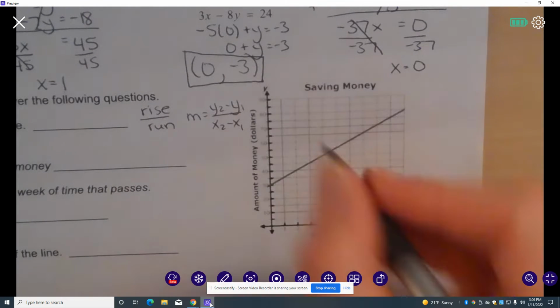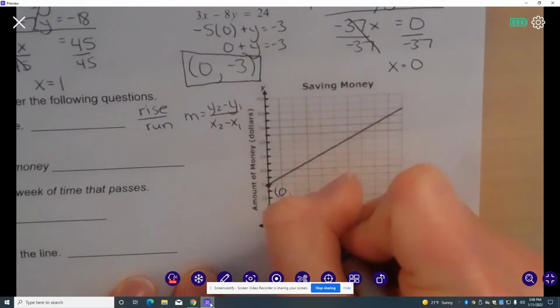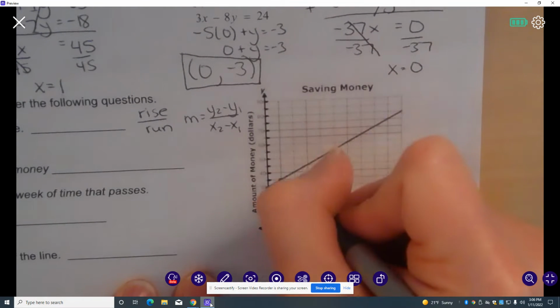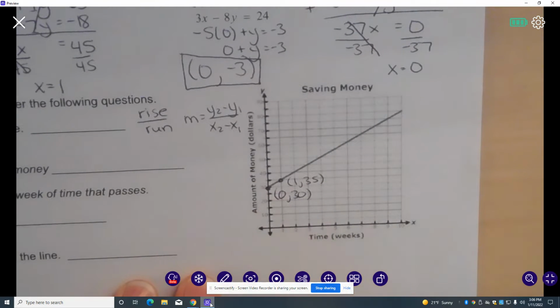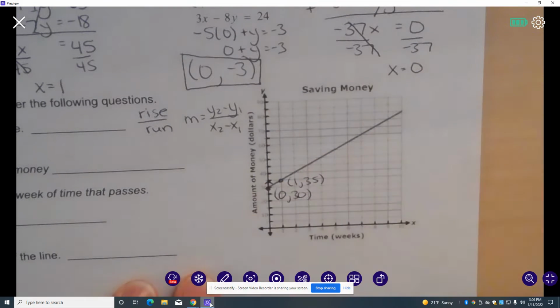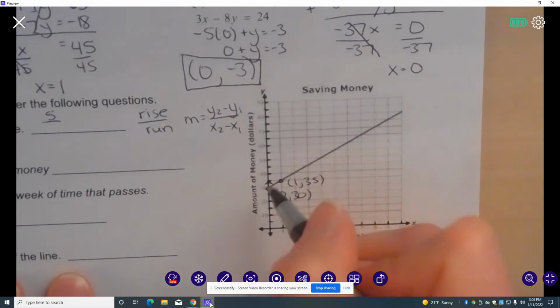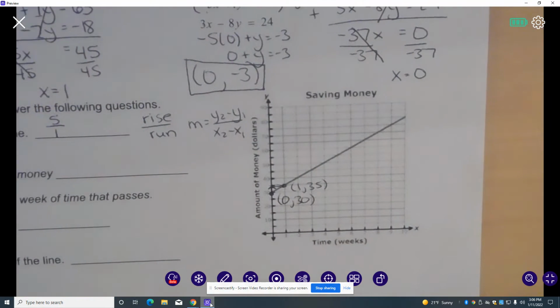So notice I'm going to start here. This is at the point 0, 30. And another easy point I see is right here on the line. And that point is at 1, 35. Right? This counts by fives. So to get from this point, the rise is positive 5. And the run is 1 to the right, so positive 1. So my slope is 5.